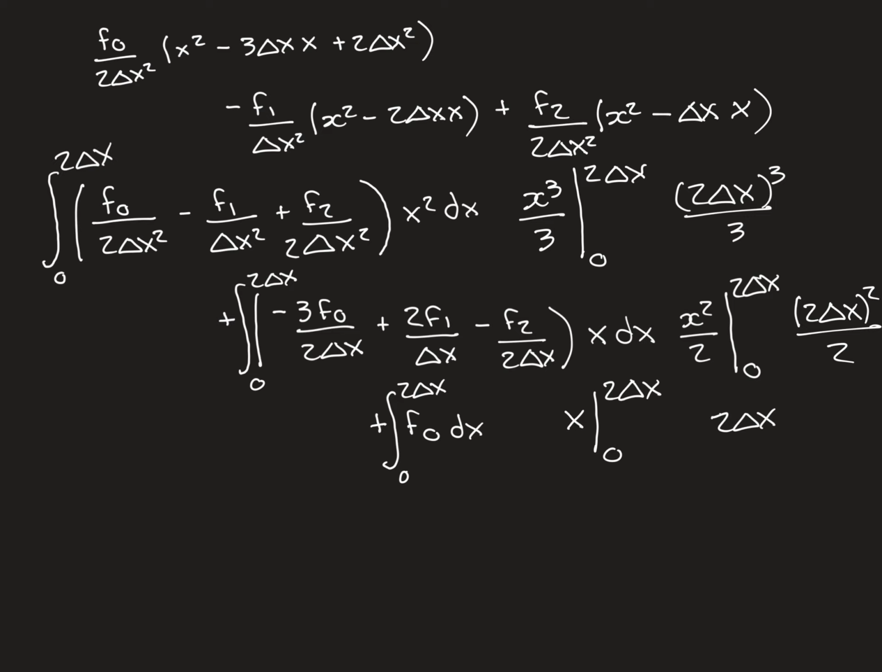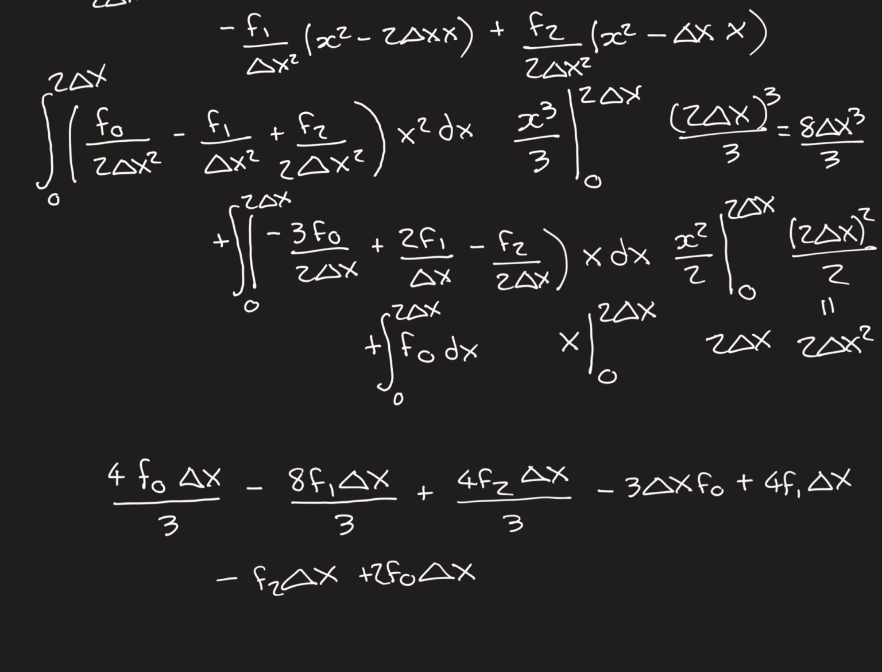We're going to multiply this by this and add it to this, multiply by this and add it to this, multiplied by this. Let's do that. So here we go, let's talk through this. 2 delta x cubed over 3 is 8 delta x cubed over 3. 2 delta x all squared over 2, that's equal to 4 times delta x squared over 2, which is the same as 2 delta x squared. And then, of course, 2 delta x is just going to remain 2 delta x.